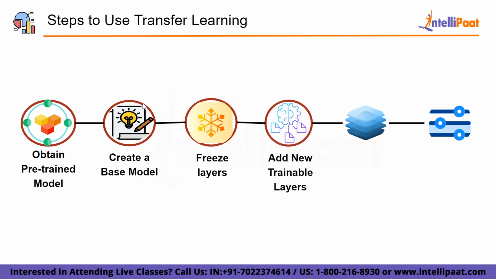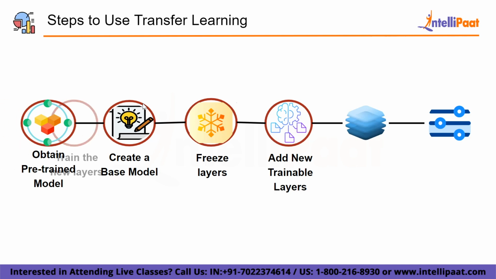Fourth step is to add new trainable layers. Add new layers on top of the base model that are specific to your task. These new layers will be randomly initialized and will learn to adapt the pre-trained features to your specific problem.